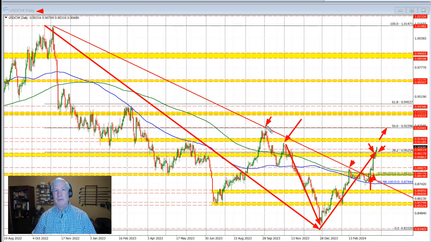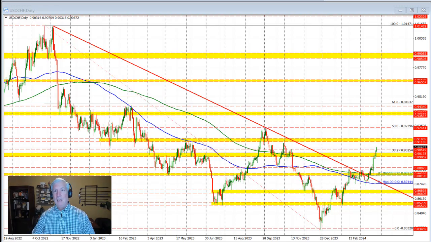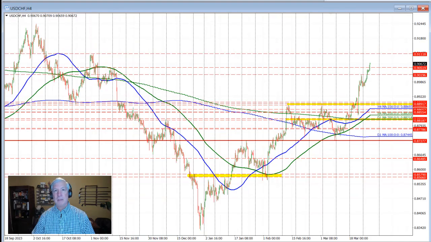Sure. By the way, that 50% also corresponds with this high going back to the beginning of October, where the price found willing sellers and rotated back down to the 100-day moving average below on this chart. So everything's sort of leaning toward continuing the bullish momentum above the 38.2, moving up toward the 0.9118 to 0.9146 level, and then potentially up to the 50% retracement of 0.92396. Wouldn't put it past the buyers in this currency pair because of those reasons.